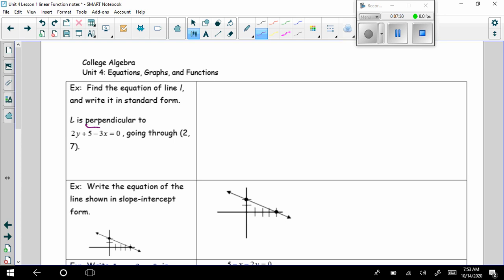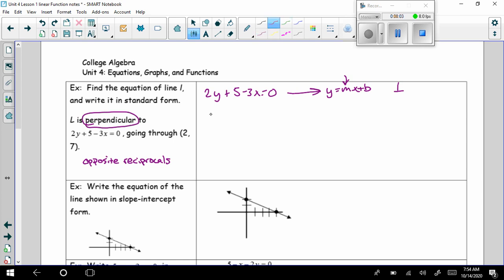All right, perpendicular means that the slopes are opposite reciprocals. All right, so we need to identify the slope of this line first. So if 2y plus 5 minus 3x equals 0, we want to get this into y equals mx plus b so that we can identify what the m is, and then we can find the slope that's perpendicular to it. All right, so multi-steps here, but we're essentially going to solve for y.